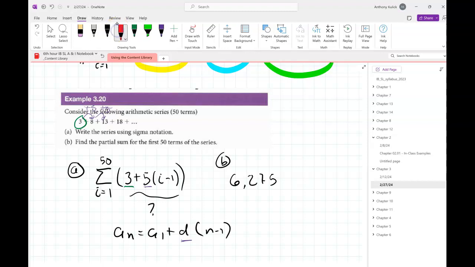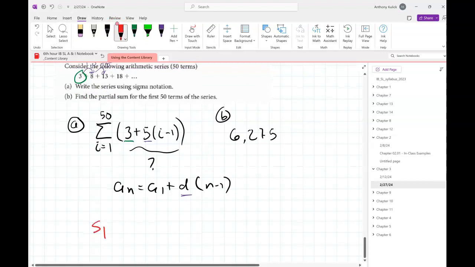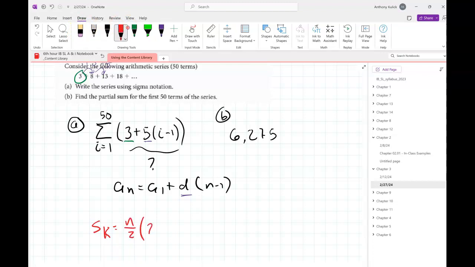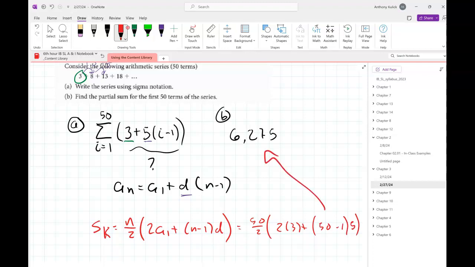Alternatively, if you wanted to use the formula, I would use n over 2 times 2 times a1 plus n minus 1 times d. So that would be 50 over 2, 2 times 3 plus 50 minus 1 times 5. But that would give you the same thing as your calculator did.